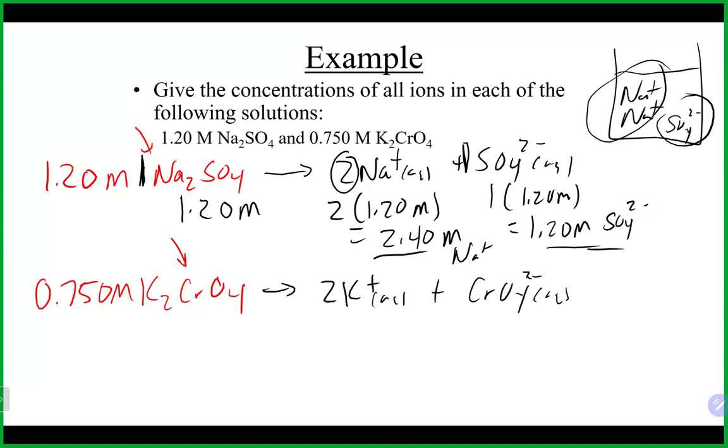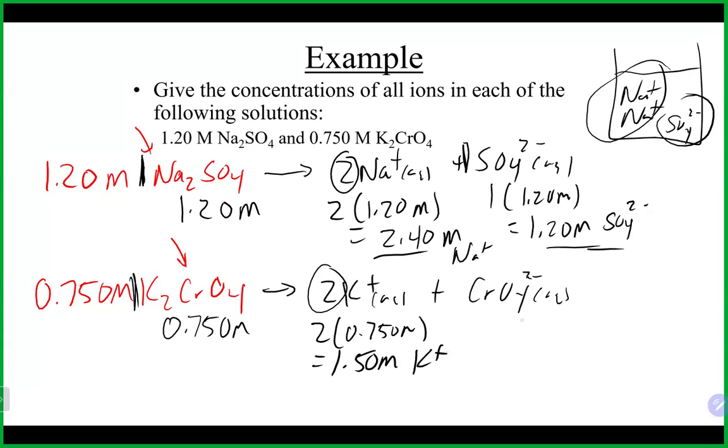And we could do the same thing. It is a 1-to-2 relationship here. Again, the whole thing is 0.75 molar. So here again, we would need to multiply the molarity by 2. And it's too early to do math. There we go. 1.5 molar here.